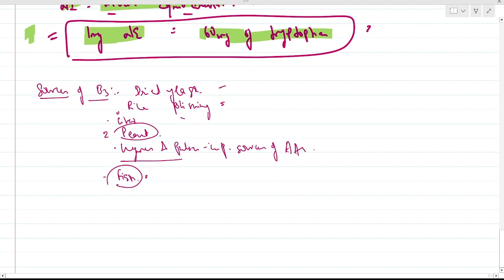Then there are sources of B3 such as dried yeast. Yeast is an important source of majority of vitamin B3 forms, or in general the vitamin B complexes. And there is polished rice, liver, peanut is an important source, legumes and pulses. Why? Because they are important sources of amino acids. I hope we all know this. And then there is fish.